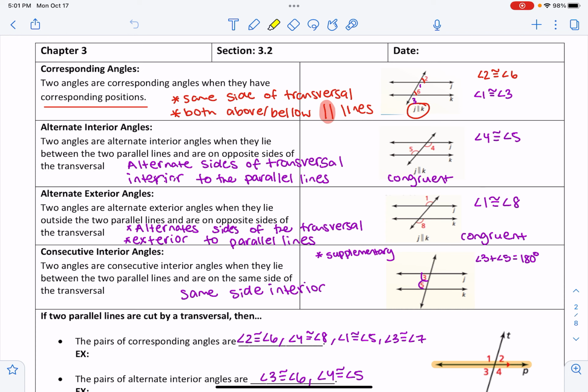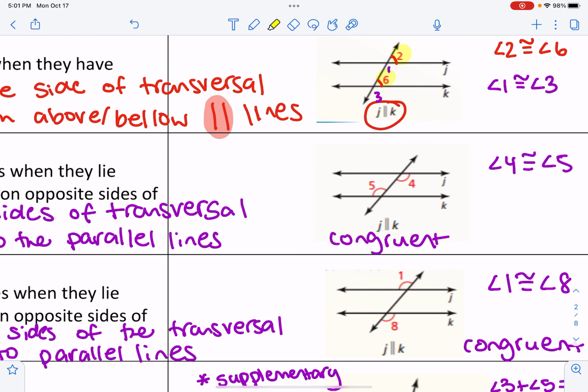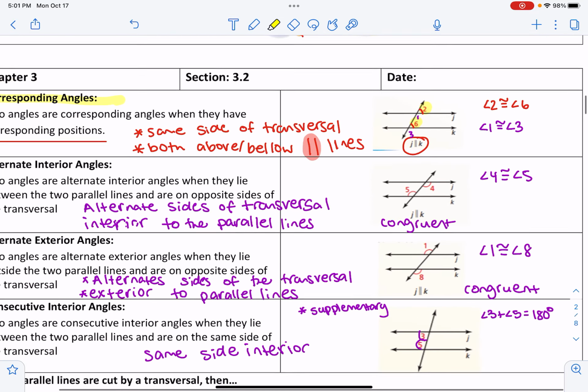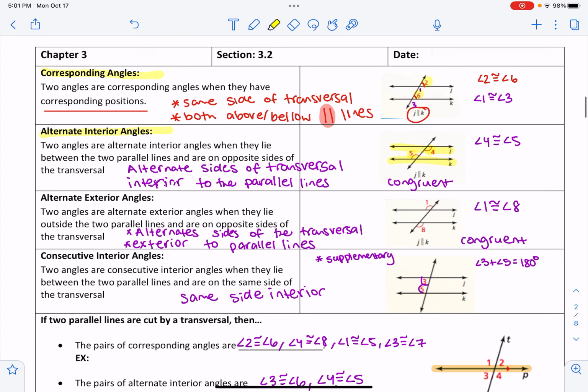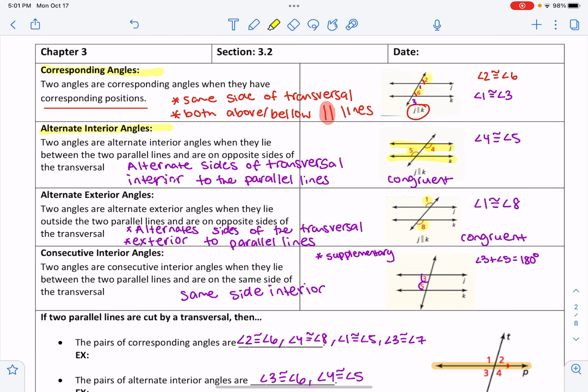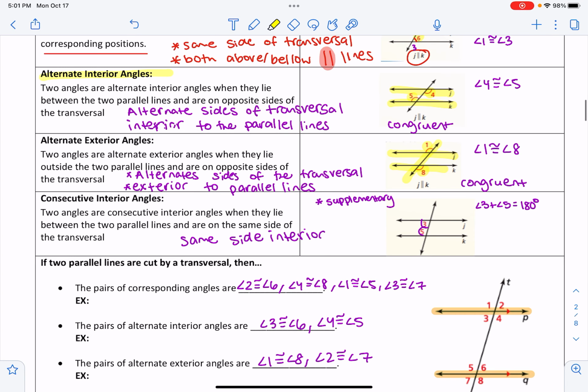We learned corresponding angles. Corresponding angles are on the same side of the transversal, either the top or bottom of the parallel lines, both in the same corners. Alternate interior angles, alternate sides of the transversal inside of our parallel lines. Alternate exterior, alternate sides of the transversal outside of the parallel lines, and then consecutive interior or same side interior, same side of the transversal interior to the parallel lines.